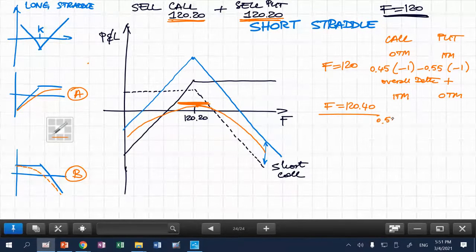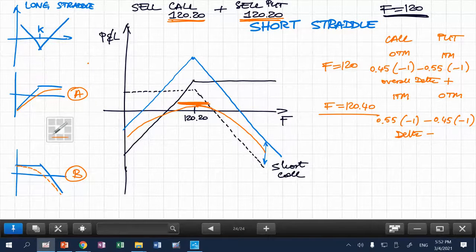You would have 0.55 times minus 1 for the call, minus 0.45 times minus 1 for the put, and overall, this would imply being slightly delta positive or slightly delta negative. You would be slightly delta negative, okay, because the call wins, and the call here is multiplied by minus 1, so it's a delta negative position in your portfolio.